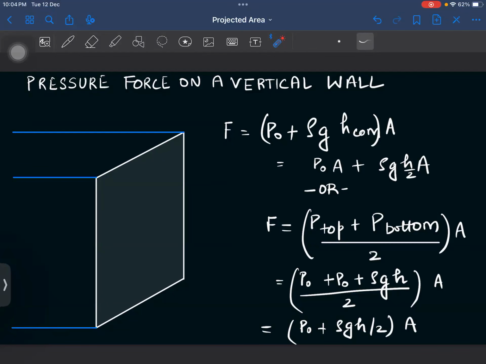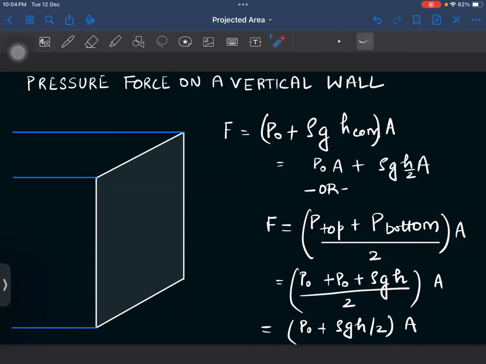Now, another way to write this is average pressure into area. So average pressure will be P naught, which is at top, plus pressure at bottom, which will be P naught plus rho g h. If we take the arithmetic average of these two, this will be P naught plus rho g h by 2, into area, which is the same as this. So to find the force on the vertical wall, we need to find the pressure at the center of mass, or the average pressure, and multiply it by the area of the wall.